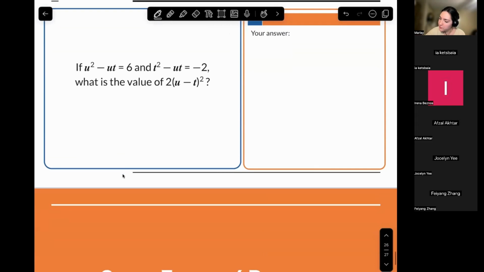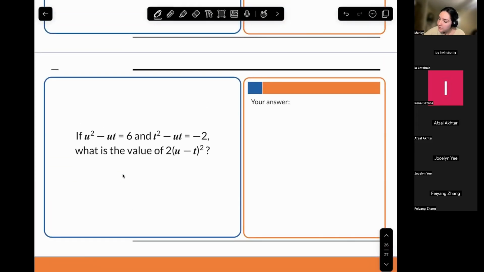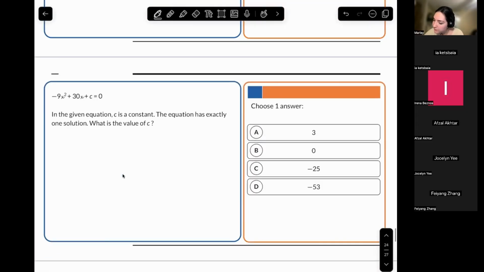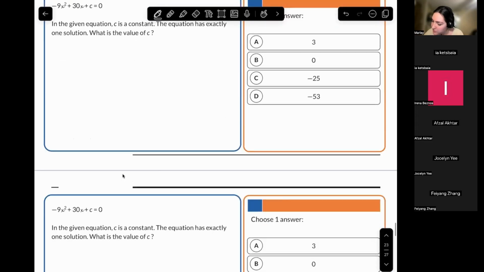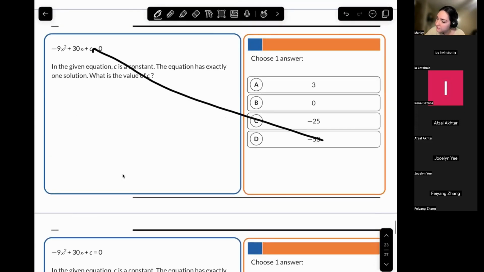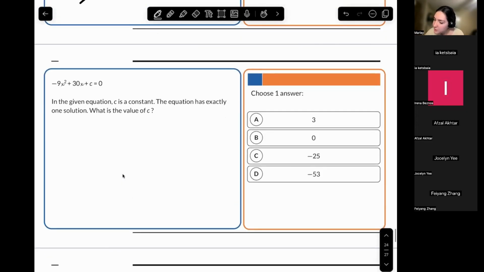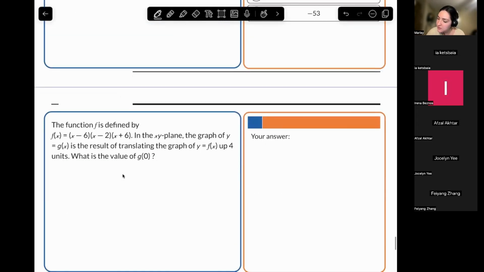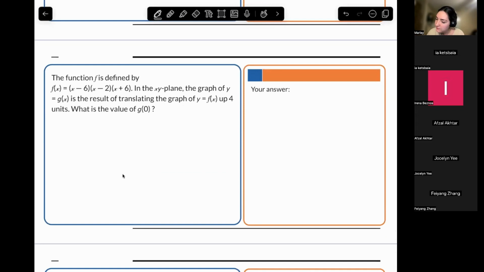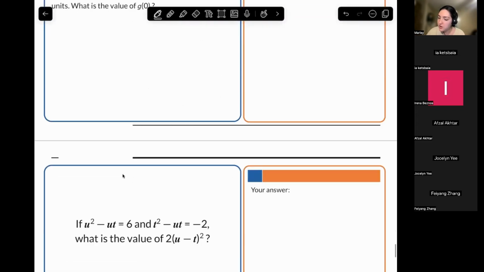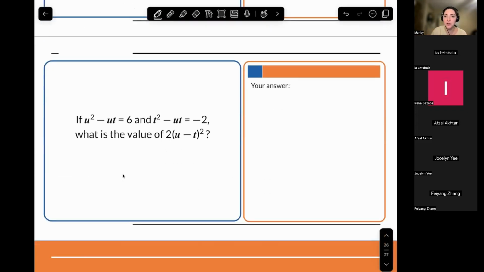Oh my God, I have a bunch of questions. Okay, let me look at them really quick. Oh, well, this one's a duplicate, so that's great. This has to do with the number of solutions, so I'm going to skip that one for now because we've practiced some of those. Let's start with this one, and then we'll go back and do that other one last.